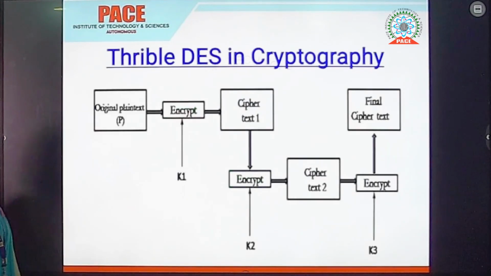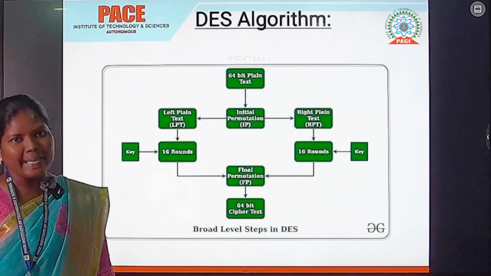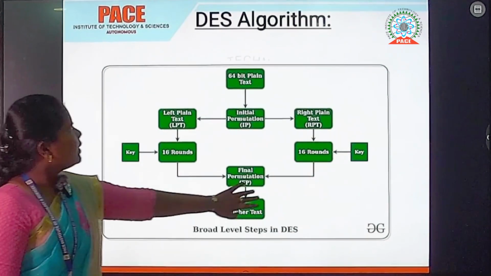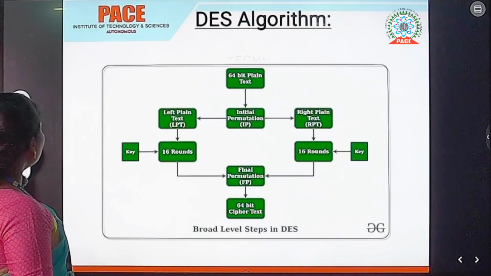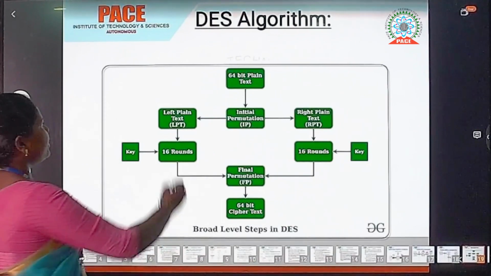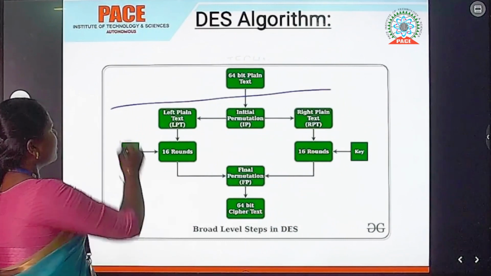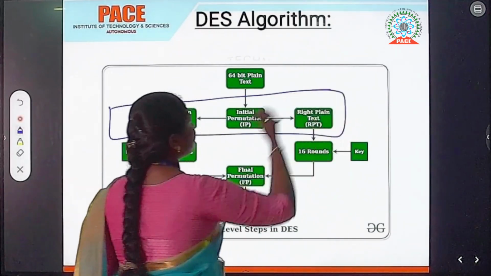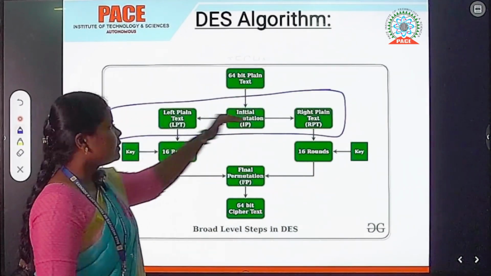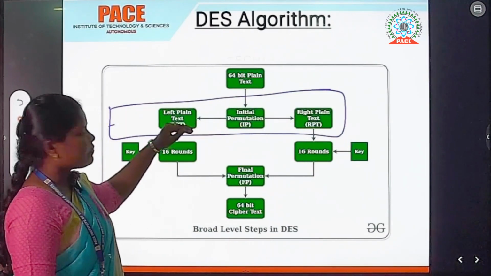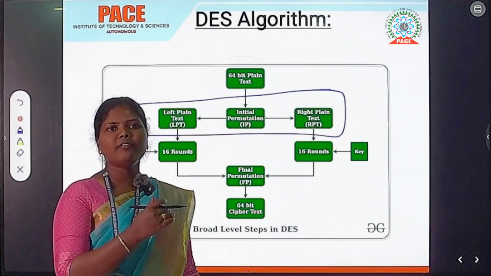And finally we are going to the DES algorithm steps. In this DES algorithm steps, already I'll tell about this one. 3 steps we are having. This is the first step. A 64-bit plain text is going through this first step. In this first step we are having initial permutation, IP, in the first step of that particular DES algorithm.